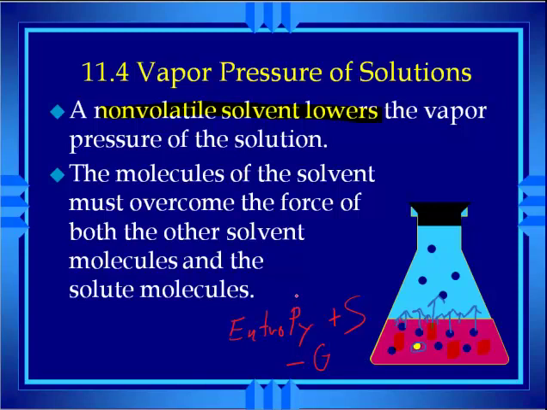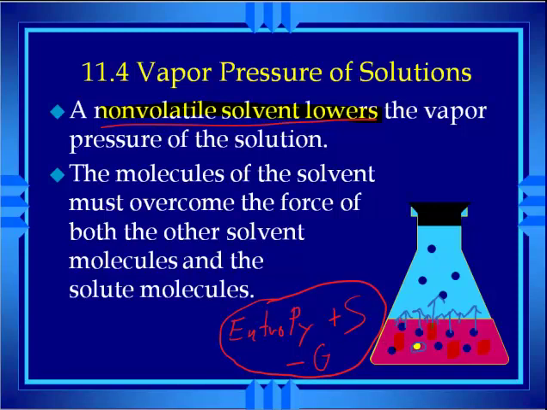Now, as far as answering AP questions, if you just understand this part right here, that non-volatile solvents lower the vapor pressure, usually that's as in-depth as they're going. And this process right here, I barely have a grasp of it, and it's tough to understand, but you just need to understand that the vapor pressure is lowering when you add those particles.